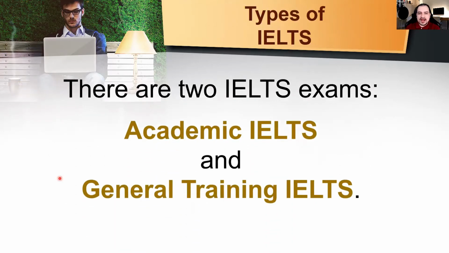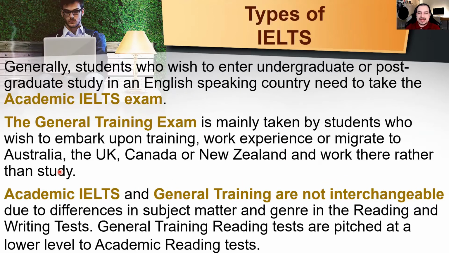Now, something else that you should know about the IELTS is there exist two types of IELTS, okay? The academic IELTS and the general training IELTS, okay? So now we're gonna look at the differences between these two. Regarding the types of IELTS, if you are a student who wants to enter undergraduate or postgraduate studies in an English-speaking country, then you have to take the academic IELTS test, okay? And on the other hand, if you're someone who wants to migrate or get some work experience in countries like the UK, New Zealand, Canada, and other countries where English is the main language, then you must take the general training IELTS, okay?